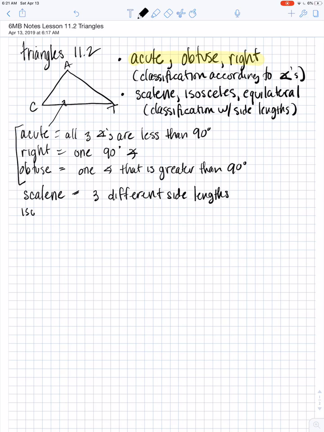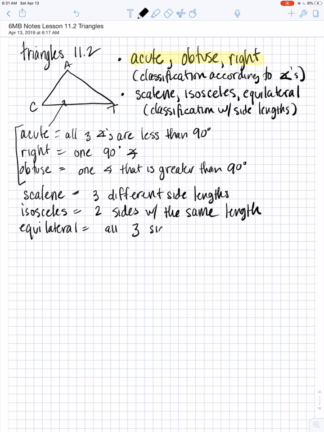For an isosceles triangle, you have two sides with the same length. And for it to be an equilateral, that means equal sides. All three sides are the same.